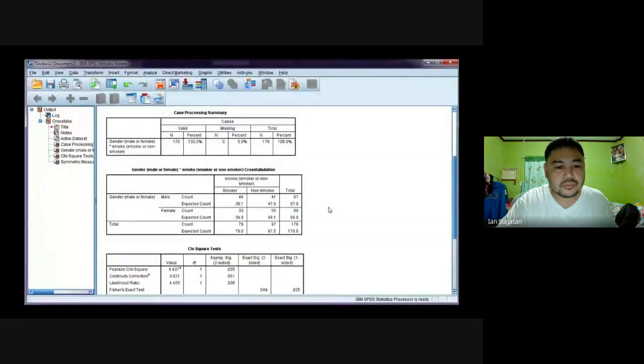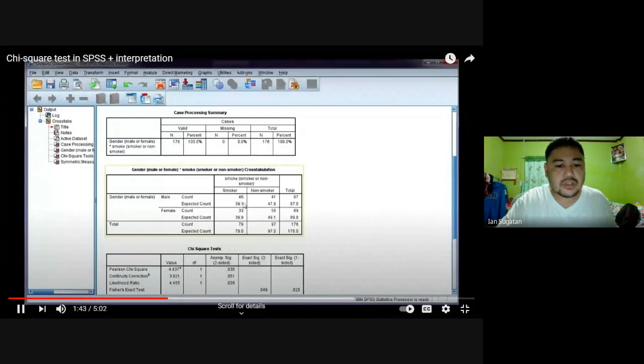Okay, let's look at our first table. This has our crosstabs, and we have our observed count, and we have our expected count. So expected naka-crosstab siya, guys. Now, the expected count is what we would expect to observe if there was no association. Okay, let me just, for example, okay?